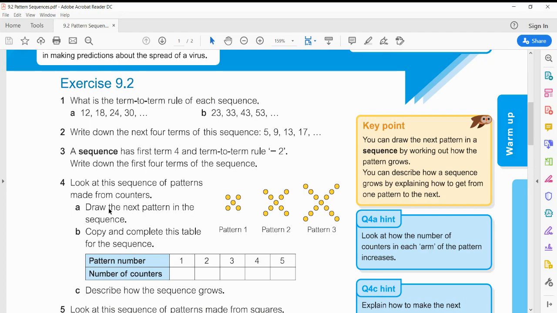Look at the pattern of counters. Draw the next pattern. So it's just a cross getting slightly bigger each time using an extra counter on each edge of the X. So just drawing out the next one, it would just have an extra counter on the edge compared to pattern 3. And then the table, pattern 1 is this one, just count the counters, 5, and then 9, and then we're putting 1 extra on each edge, aren't we? So it's adding 4 each time. So plus 4, but we can fill in the table that way.